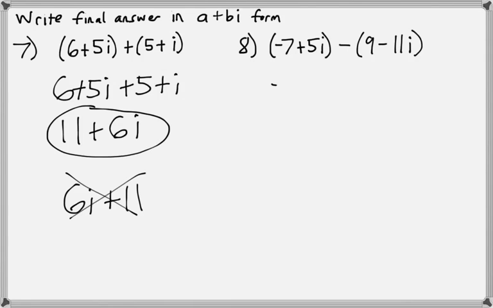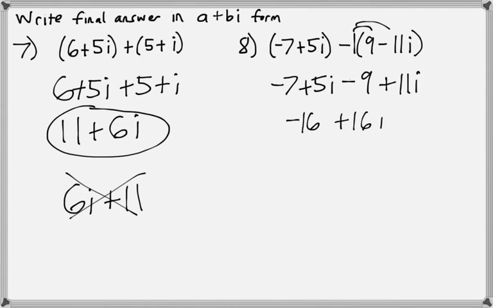On number 8, if I rewrite it without parentheses, I need to distribute that -1. So that will be a -9 and a plus 11i. So then when you combine like terms, it's going to be -16 and then plus 16i.